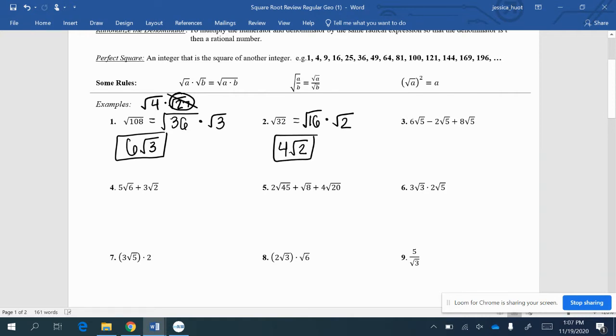Number 3, you can only add or subtract square roots when the number on the inside is the same. Okay, so we have square root of 5, square root of 5, square root of 5. Since they are the same number, I can add and subtract the numbers on the outside. So 6 minus 2 plus 8. 6 minus 2 plus 8 is 12. So my final answer here is going to be 12 square root of 5.